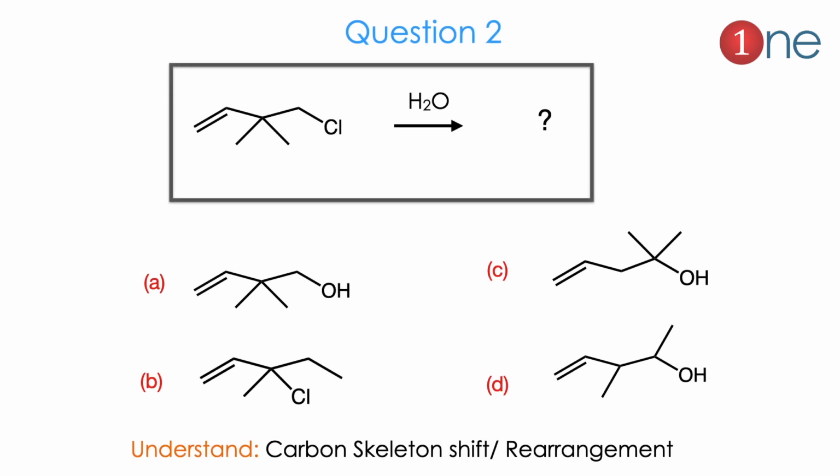Then question number 2. The skeleton is a butyl skeleton attached with 2 methyl groups and 1 alkene, and chlorine is there. Here you are doing hydrolysis. They are asking you to find the product. The products contain simple OH substitution, or there is a rearrangement or not. So here you have to understand 2 things. Carbon skeleton shift is there and there is a possibility of rearrangement.